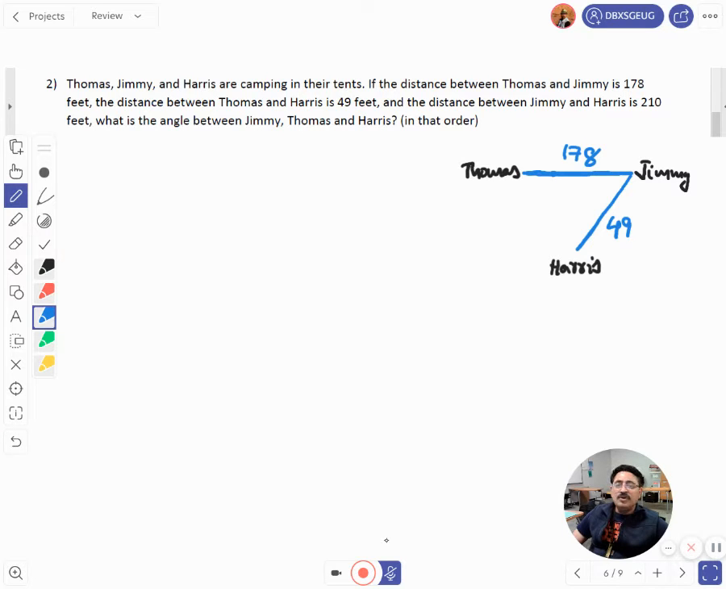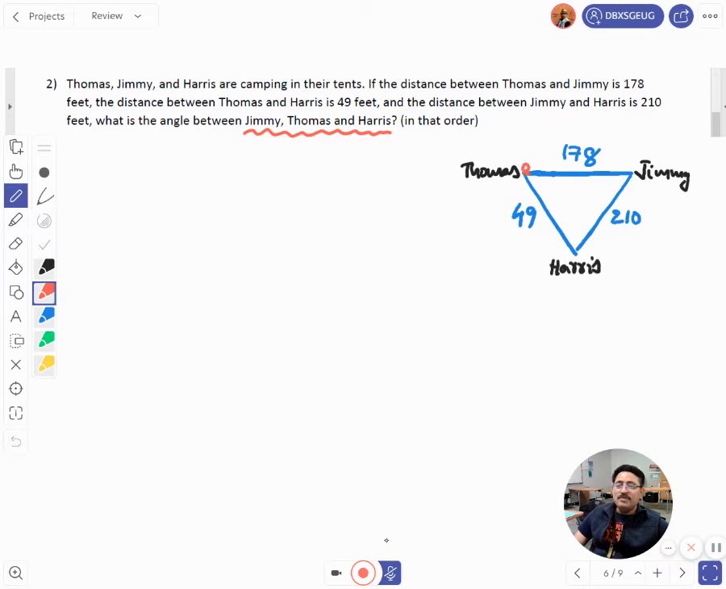And the distance between Thomas and Harris, my apologies. Here the number is not supposed to be here. Thomas and Harris, here it is, 49. Okay. And the distance between Jimmy and Harris is 210. So copy the information properly. What is the angle between Jimmy, Thomas, and Harris?